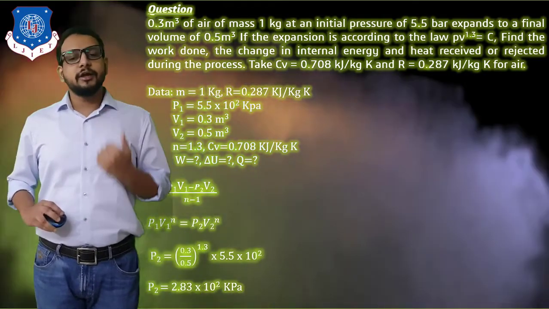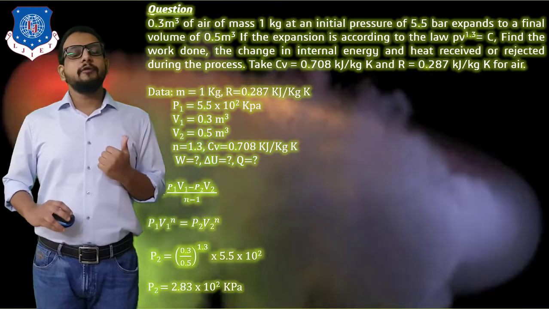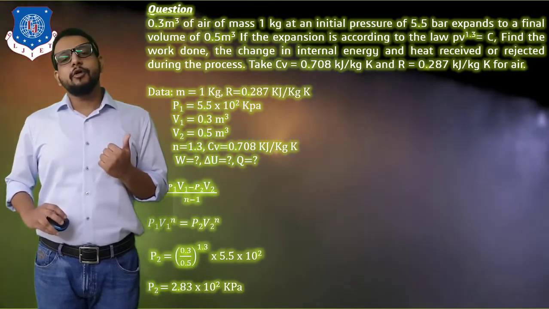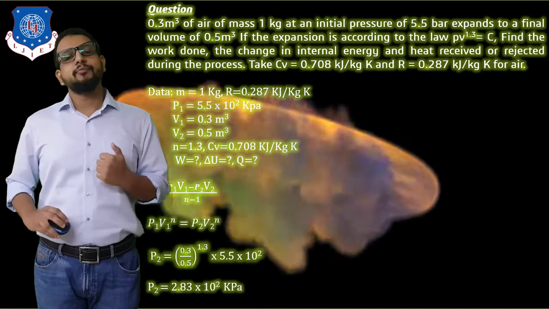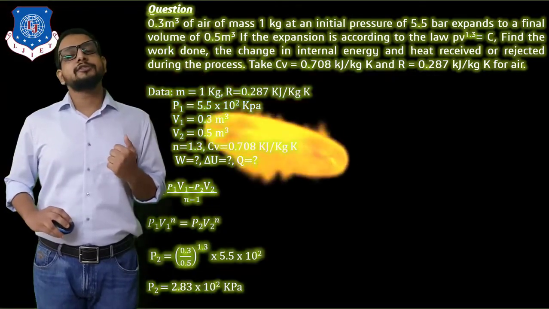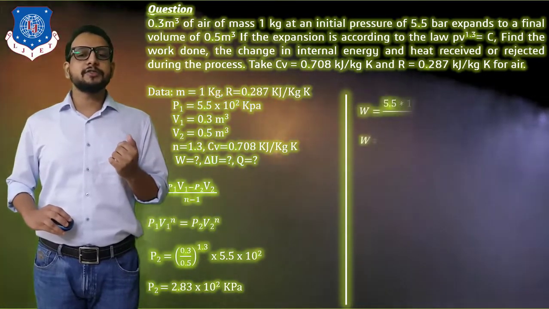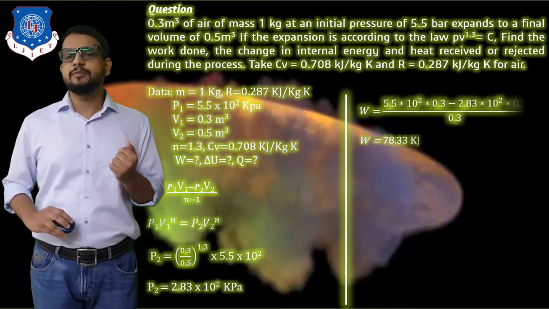Now after substituting, we can write 5.5 into 10 raised to 2 into V1 by V2, that is V1 is 0.3 upon 0.5 raised to 1.3. So the final answer of P2 is 2.83 into 10 raised to 2 kilopascal. Now we have found out P2, directly we can substitute in our equation of work done for this polytropic process.